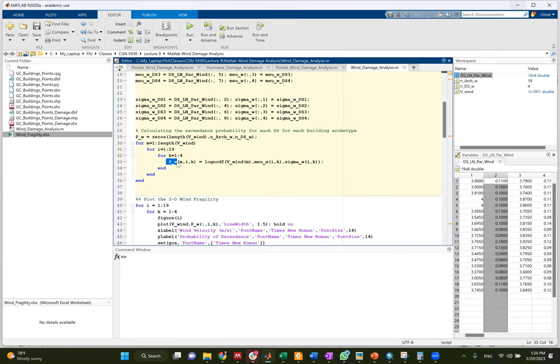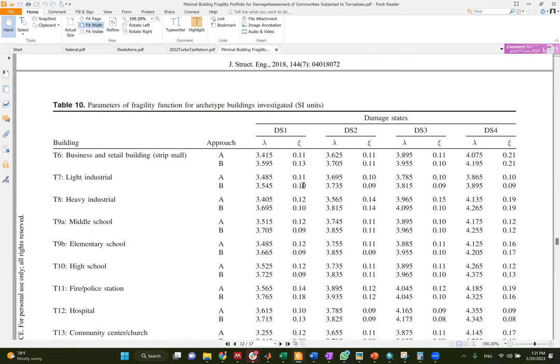Here the exceedance probability will be a function of the wind speed, the archetype, and also the damage state. So three parameters. And this function uses the log normal parameters to generate a CDF. It's called lognCDF. This is a MATLAB function. It generates a cumulative distribution function, CDF, that has a log normal distribution with the parameters that we have from this paper, lambda and xi.